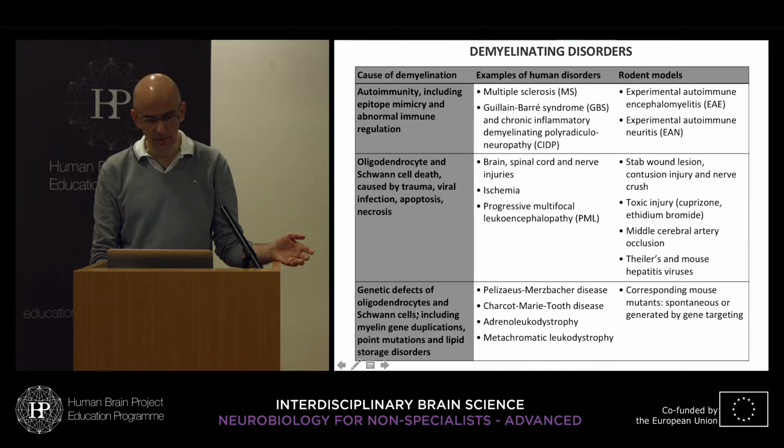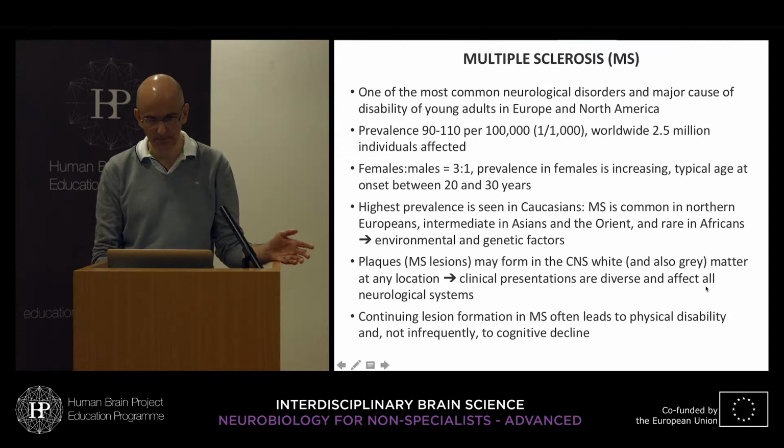And finally, there are also primary demyelinating disorders caused by genetic defects of the oligodendrocytes and Schwann cells, including myelin gene duplications, point mutations, and lipid storage disorders. Examples are Pelizaeus-Merzbacher disease, Charcot-Marie-Tooth disease, adrenoleukodystrophy, and metachromatic leukodystrophy, all of them being rare disorders, fortunately enough, mostly or almost all of them affecting young children. There are also corresponding mouse mutants, either spontaneous or generated by gene targeting, which are used to model these diseases.